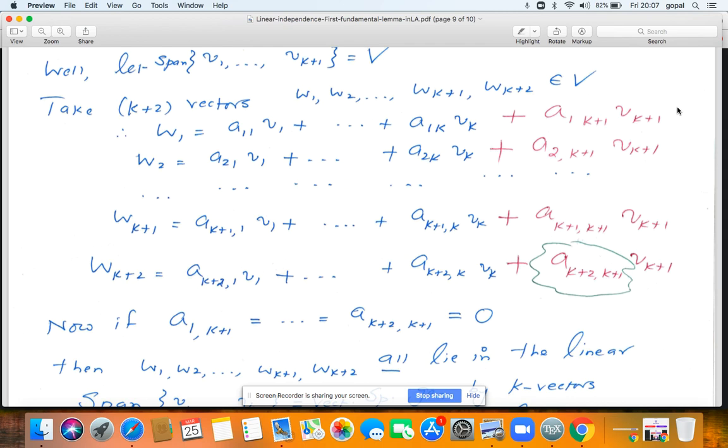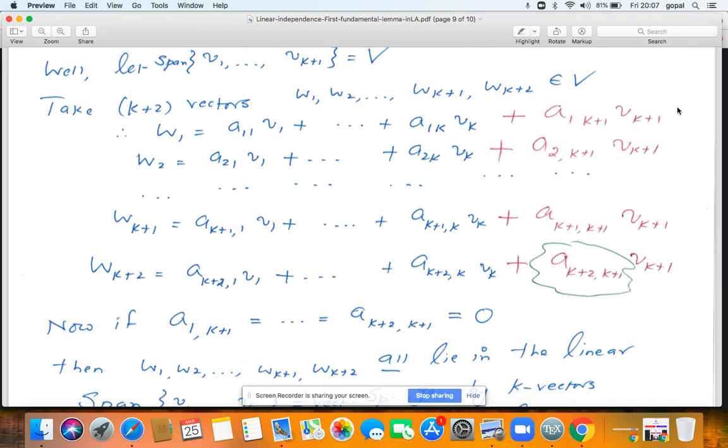Similarly, w2 is a21 v1 plus a22 v2 plus dot dot dot a2k vk plus a2k plus 1 vk plus 1. The last term in this linear combination has been written deliberately in red ink, etc. wk plus 1 is likewise a linear combination ak plus 1 1 v1 dot dot dot ak plus 1 k vk plus ak plus 1 k plus 1 vk plus 1. And the last vector wk plus 2 is ak plus 2 comma 1 v1 plus dot dot dot ak plus 2 comma k vk plus the last entry is ak plus 2 k plus 1 vk plus 1.